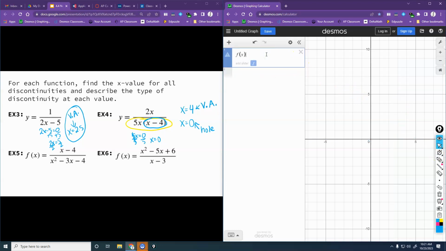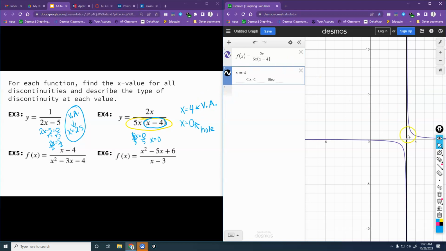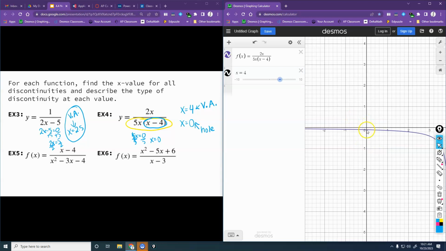So if I graph f of x equals 2x over 5x times x minus 4. And I think there's a vertical asymptote at x equals 4, so I put that there. Oh yeah, that definitely looks like my vertical asymptote. Now at x equals 0, I don't see anything right there. x equals 0 would be right here. But if I put my cursor there, you can see it's an open circle, it's undefined. So holes don't show up when you graph them unless you go straight to that point. And this does have a hole in the graph there, so we've done that correctly.